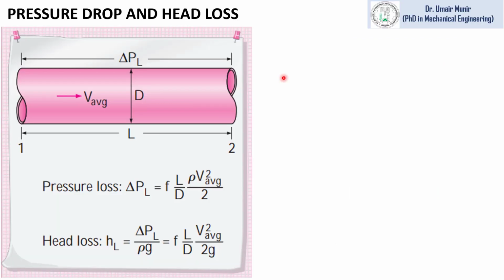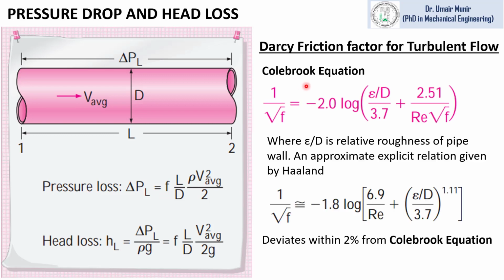Measurement of pressure drop and head loss is very important in the design of piping systems. The pressure drop is a function of the length of the pipe, diameter of the pipe, average flow velocity, density, and Darcy friction factor. And the head loss is the ratio of pressure drop and rho g. The Darcy friction factor can be found by the Colebrook equation. In this equation, epsilon over d is the relative roughness of the pipe. Another explicit relation for the Darcy friction factor was presented by Haaland, which deviates 2% from the Colebrook equation.